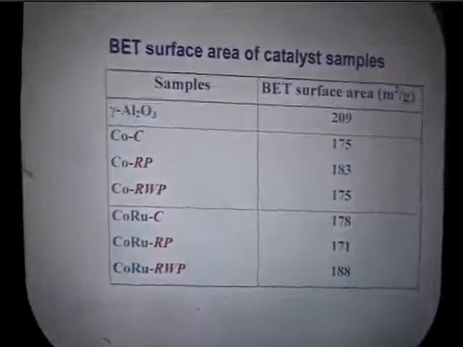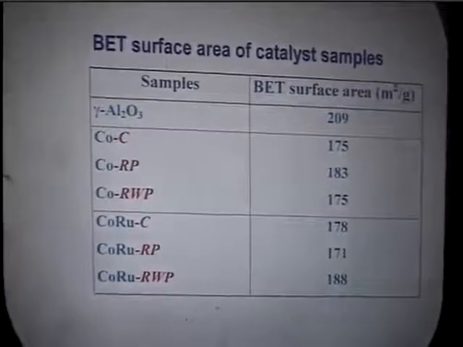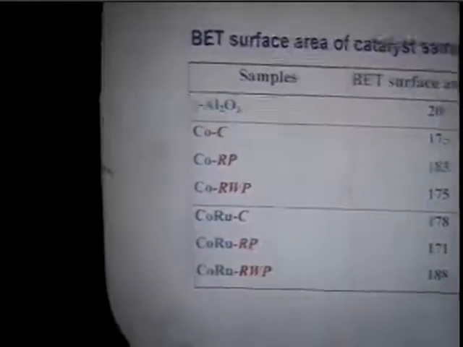BET surface area was performed to determine if the total surface area of the catalyst changed after different pretreatment conditions used in this study. And from this table, we can see that the total surface area of the catalyst samples after various pretreatment was just slightly less than that of the support. That means there is no significant change in the total surface area of the catalyst samples after various pretreatment conditions used in this study.